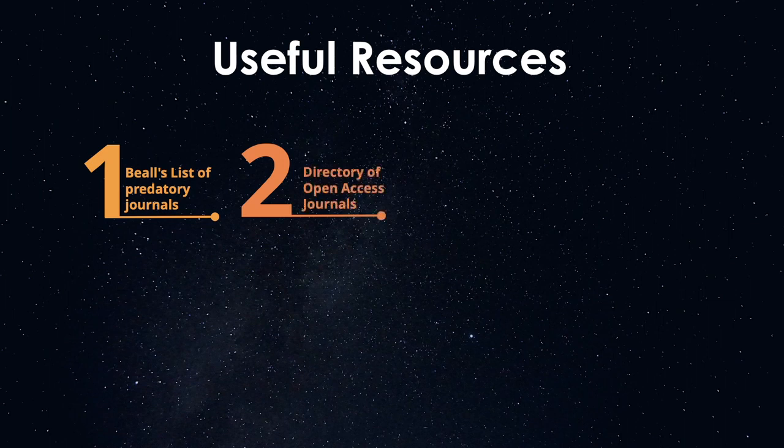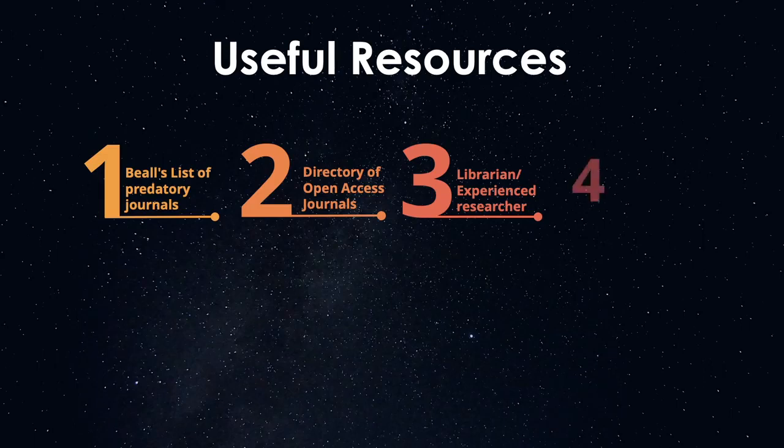Secondly, the Directory of Open Access Journals, which requires journals to follow the principles of transparency and best practice in publishing before they can be added to the list. If the journal is not listed in the Directory of Open Access Journals, it could be an indication that the journal is predatory, but keep in mind that it takes about a year of publishing before new journals can apply for indexing. Thirdly, ask a librarian or experienced researcher, as they have more experience in spotting predatory journals.